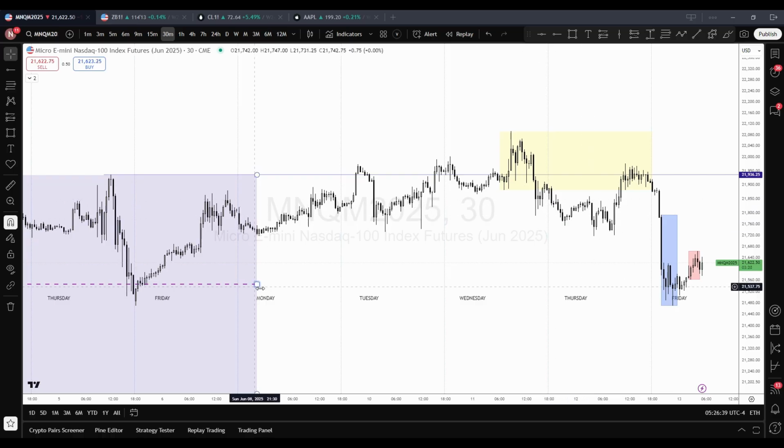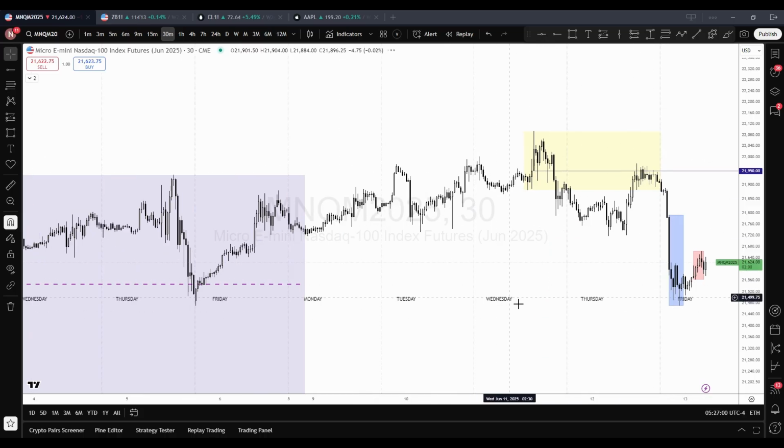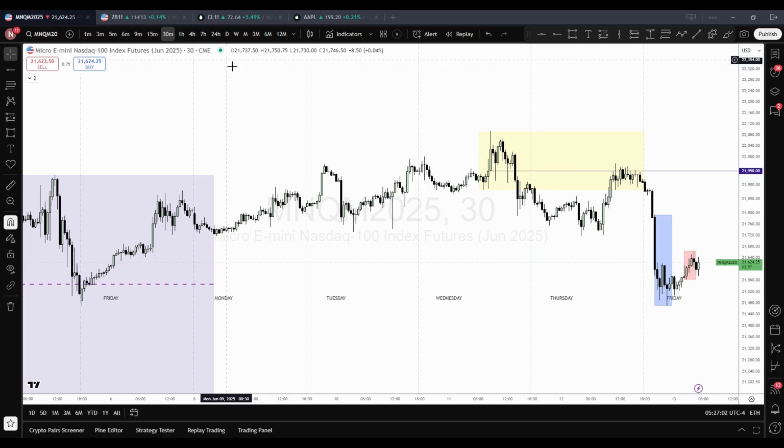So that push came, we retraced up on Thursday. So London, Asia and London, we kind of consolidated here. We moved up in New York, up into that order block right there. So if you move this line into that order block, rejection here, and then flush going into Asia on Friday. So that's how I started looking at the market.